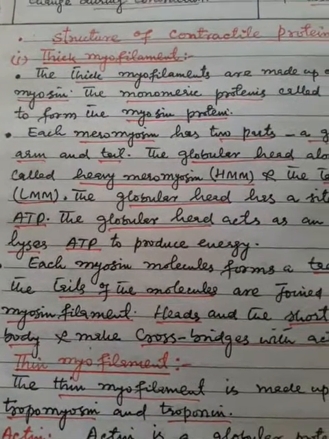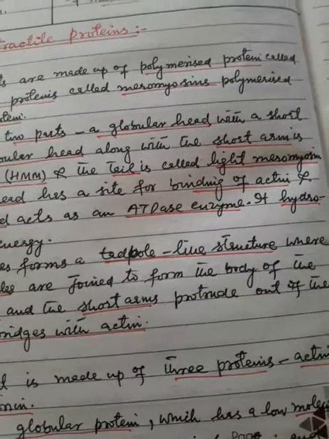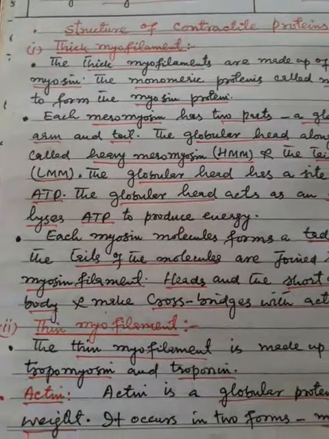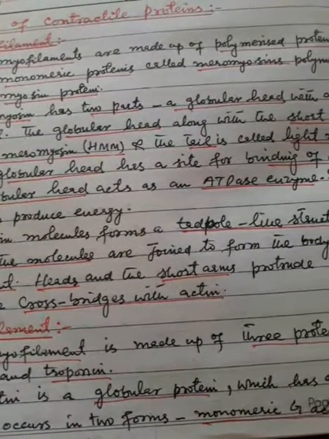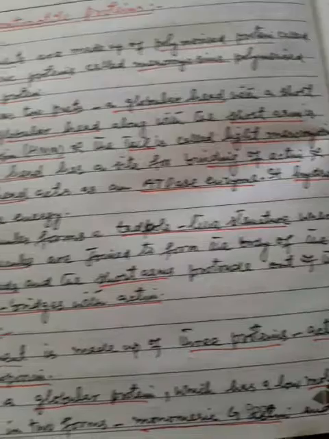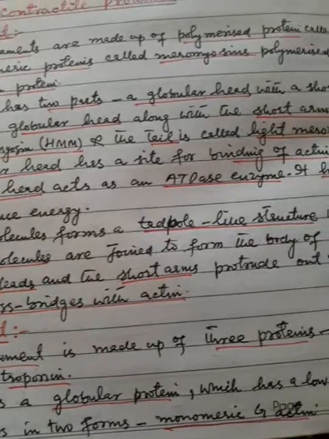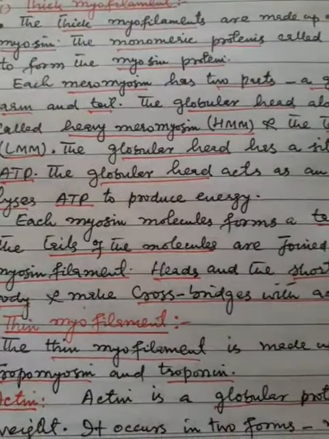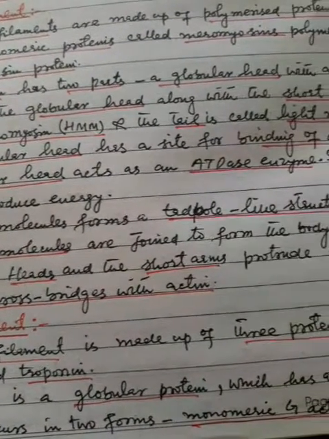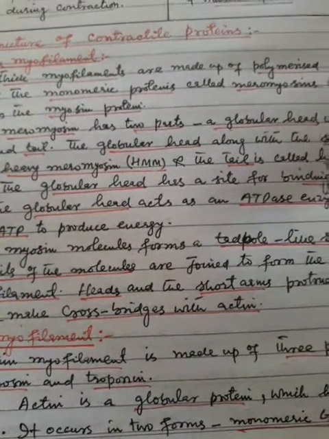The globular head has a site for binding of actin and ATP. The globular head acts as an ATPase enzyme. It hydrolyzes ATP to produce energy. Each myosin molecule forms a tadpole-like structure where the tails of the molecules are joined to form the body of the myosin filament. Heads and the short arms protrude out of the body and make cross bridges with actin.